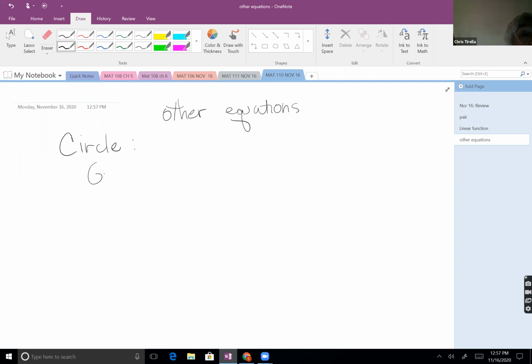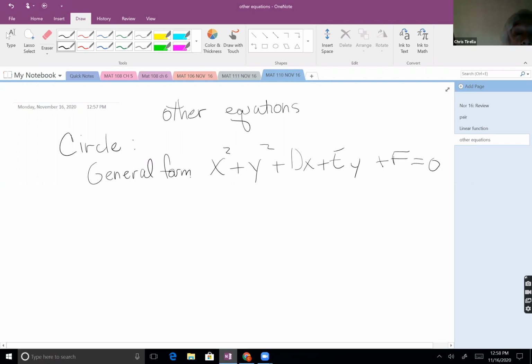And with the circle, we had the general form, which is x squared plus y squared plus dx plus ey plus f equals 0. And we said that we knew it was a circle if it was second degree in both x and y. Both x and y are squared, and they have the same coefficient. So I can divide out so that they each have a coefficient of 1. That form was interesting, but not real useful.